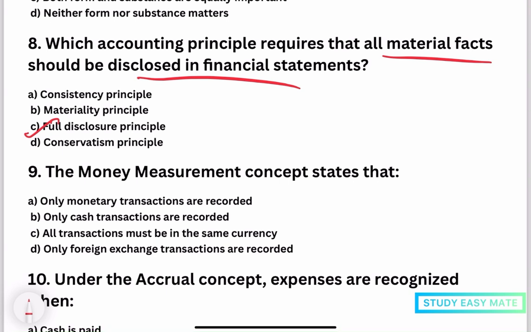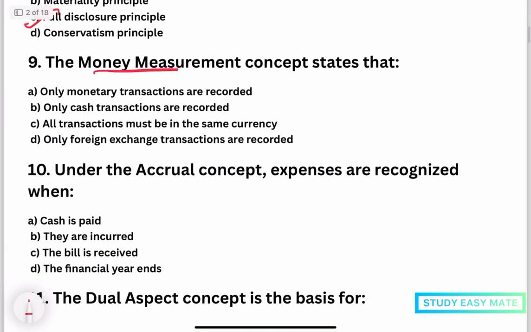Okay, so question number 9. The money measurement concept states that only monetary transactions are recorded. It is a fundamental accounting assumption, right? That only transactions and events that can be measured in monetary terms are recorded in the accounting system. This means that qualitative factors like employee morale or customer satisfaction or management competence or brand recognition are not recorded because they cannot be reliably measured in monetary terms, right? So this concept provides objectivity and measurability to accounting records, but also creates limitations.